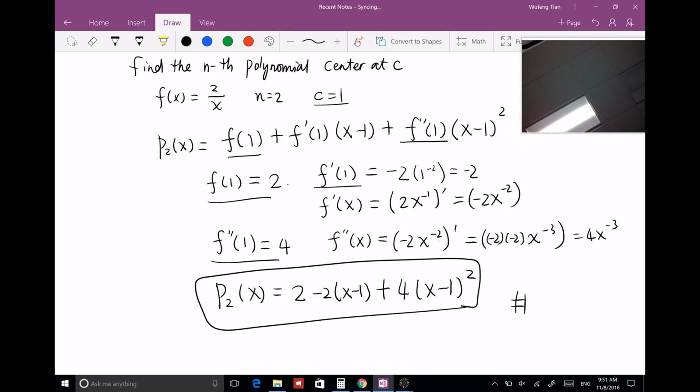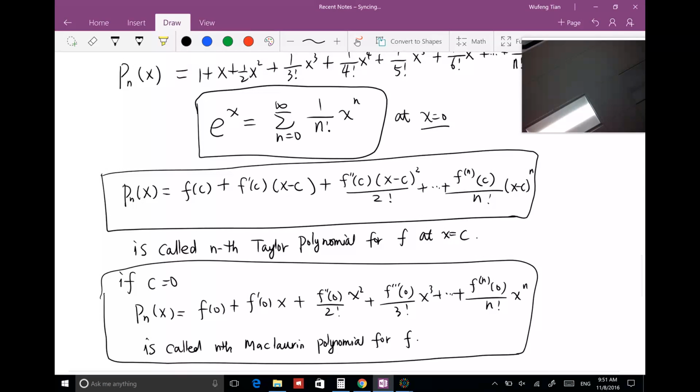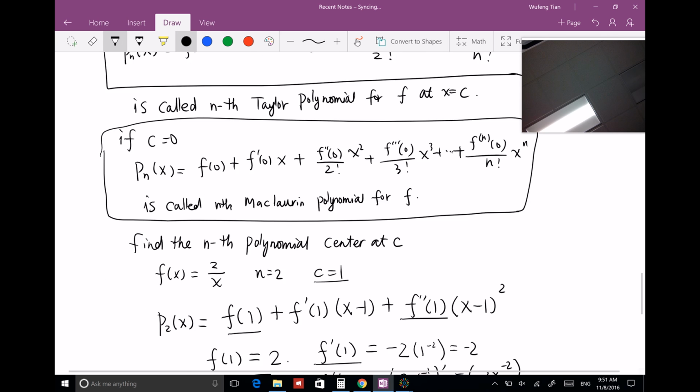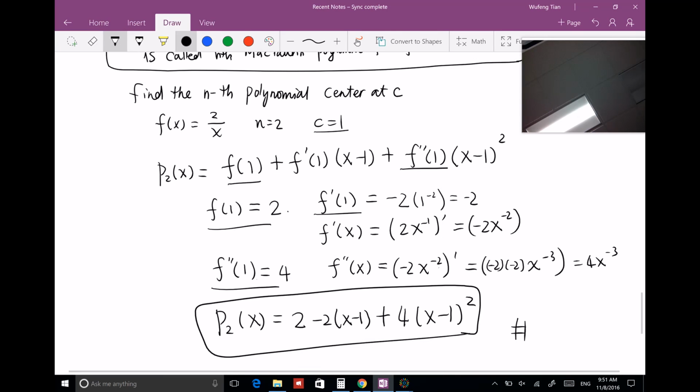Does that make sense, everyone? Yes. I just want to help you understand how I got the polynomial formula. Once you know the polynomial formula, it's pretty simple. You just find the first derivative, second derivative, and it's done. Just that simple.